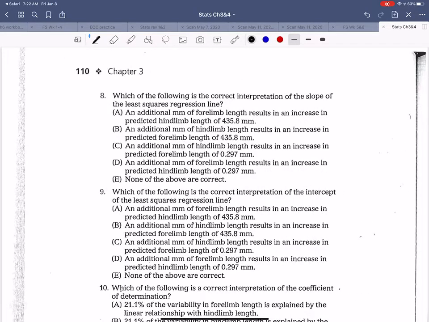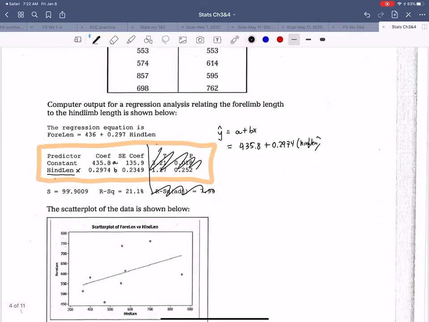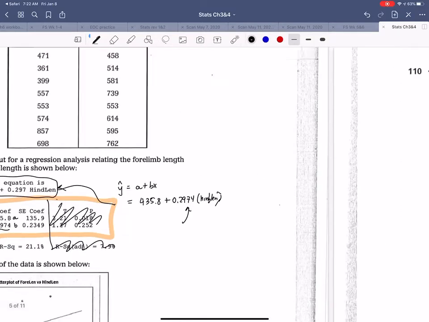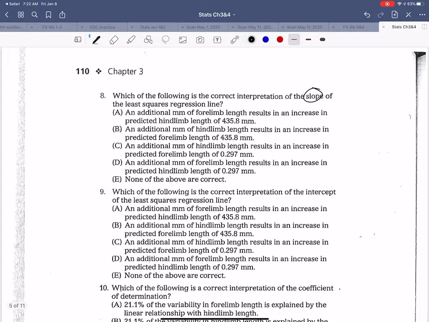Which of the following is a correct interpretation of the slope? That's in our notes too. We have to interpret slope. So let's see what the slope is. The slope is the number in front of the x, and we know that's 0.2974. Oh, and look here, they actually built this equation for us. 0.2974. So we said in our notes, 0.2974.